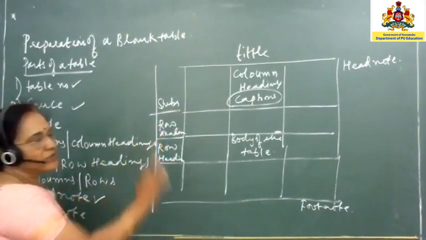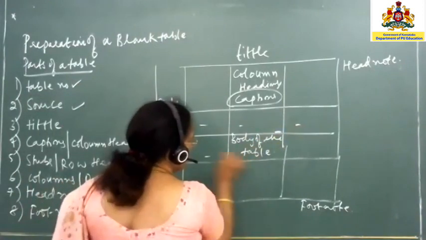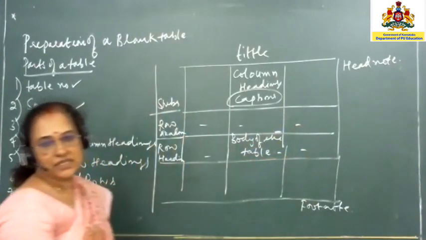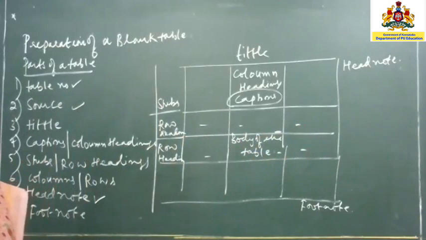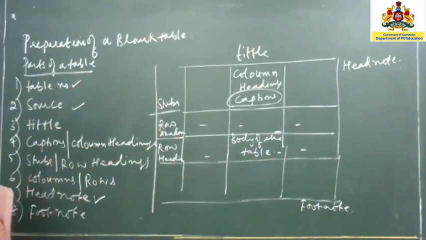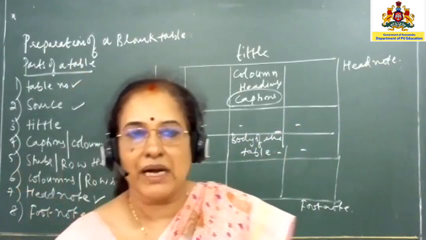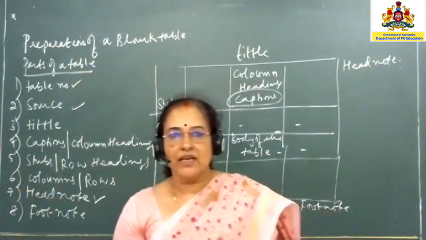Now this is what you say, preparation of a blank table. If it is a blank table, obviously you will be filling it up with dashes. Fine? Now, whenever you have the parts of a table, this can be asked for 1 mark or 2 marks. For example, mention a part of a table, or mention 2 parts of a table.